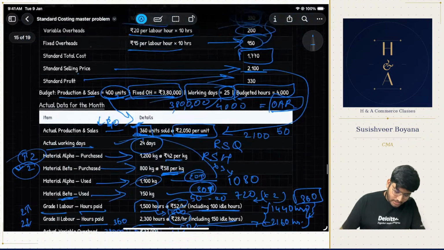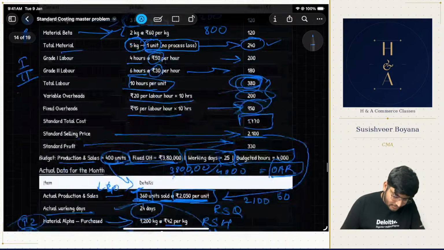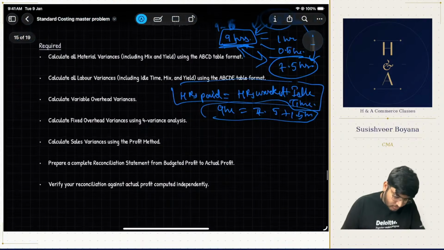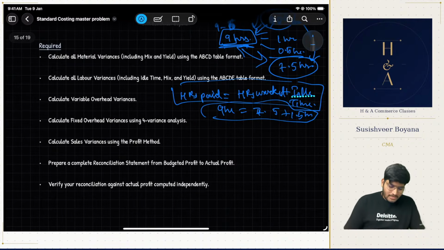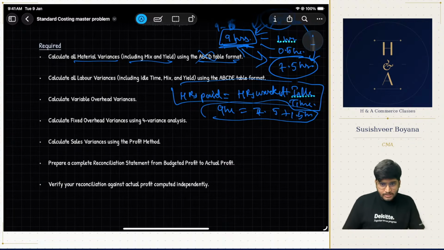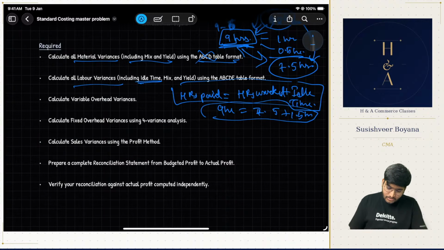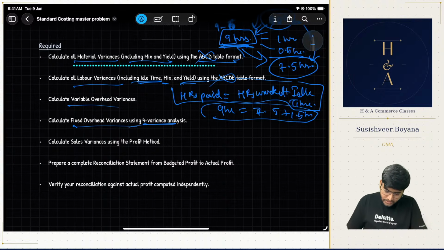Sir, we already analyzed the entire question. There is no line that we have left. Now let us look at what he is asking. Calculate all material variances, including mix and yield, using ABCD table formula. I'm not going to do this. I'm just going to briefly explain why the formula is used in what sense. Calculate all labor variances, including time, mix, and yield. Again, not ABCDE. Variable overheads, fixed overheads using 4 variance analysis.